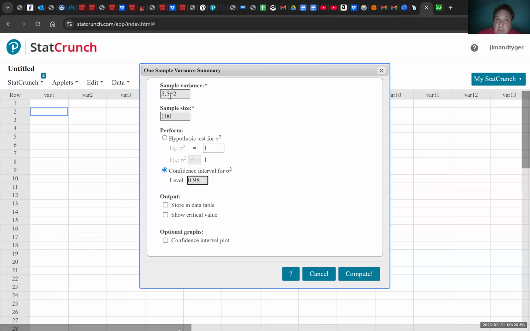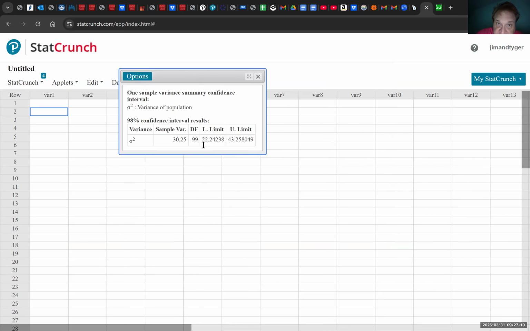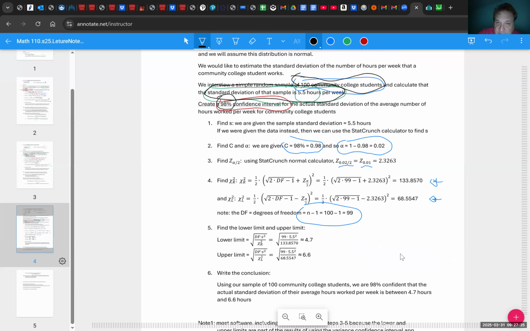Sample variance, which is the square of the sample standard deviation, the sample size, and the confidence level is 98%. I hit compute, and it's going to do our lower limit, which is about 22.2, and our upper limit is about 43.2. That's the 30.25 there.